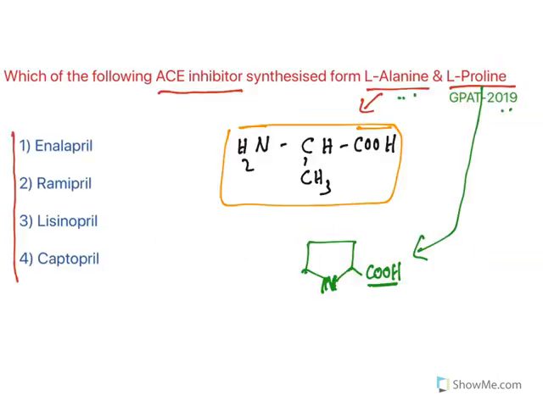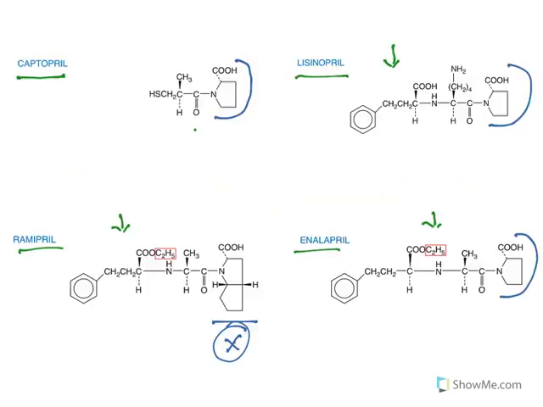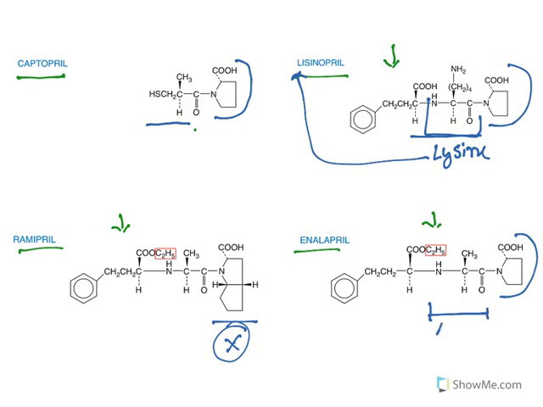Now after that, what does the question ask? It needs L-alanine. Now you need to find out this structure. Do you have alanine here? No. Now what do you have here? This is also an amino acid. This is known as lysine. Because it has lysine, it is known as lisinopril, which starts with L. But we are looking for alanine. Now look at this. This is what alanine is.